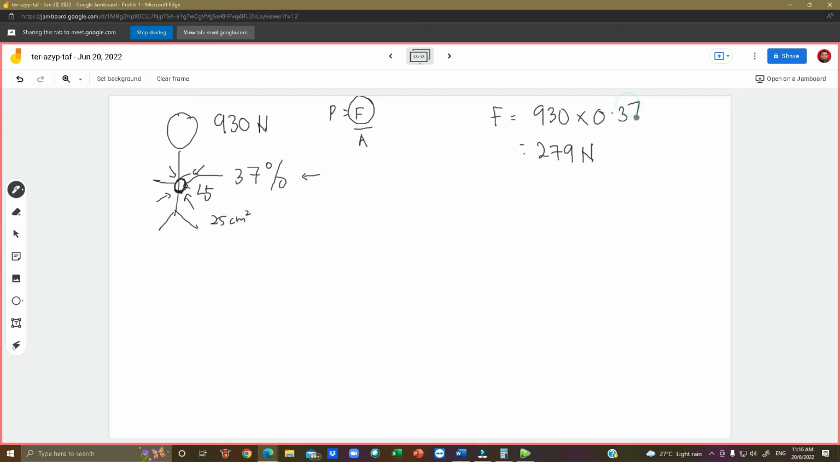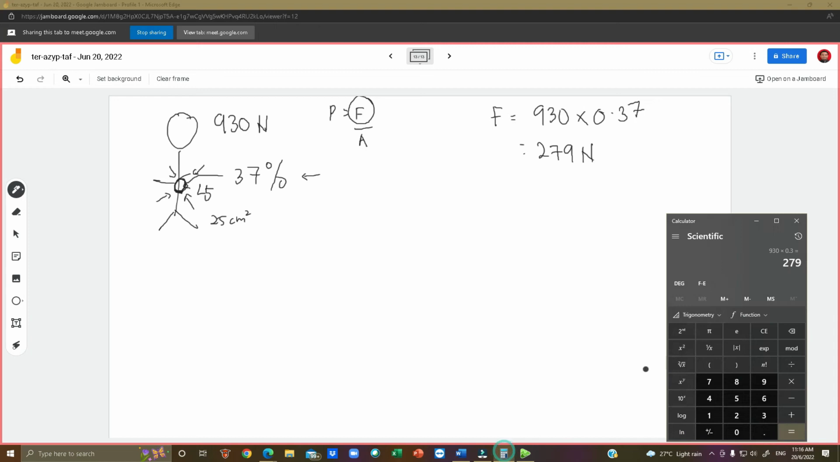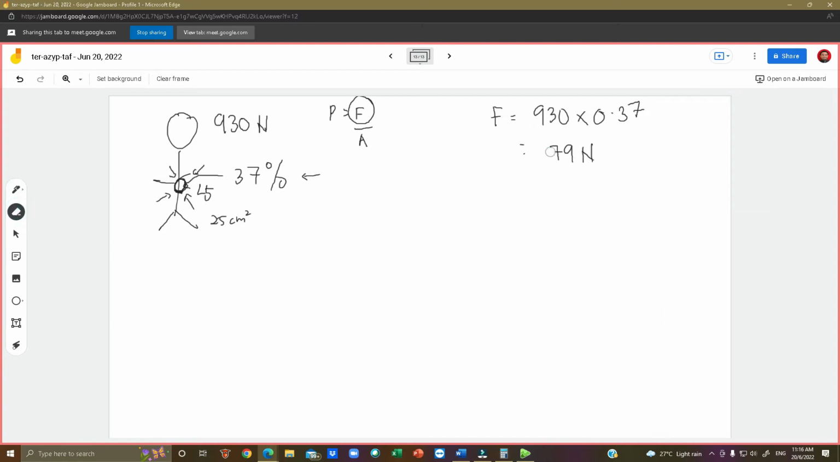0.37. Oh, 37. Sorry. Yang tadi 0.3 je saya kira. So 930 times 0.37. Right. So 344.1. That is the amount of force or weight being exerted by L5.